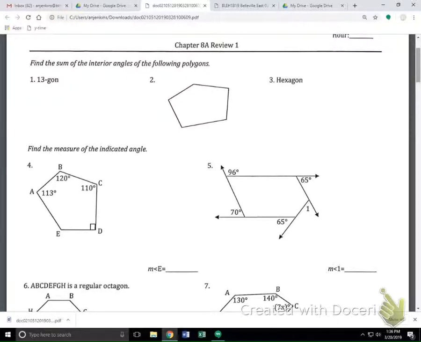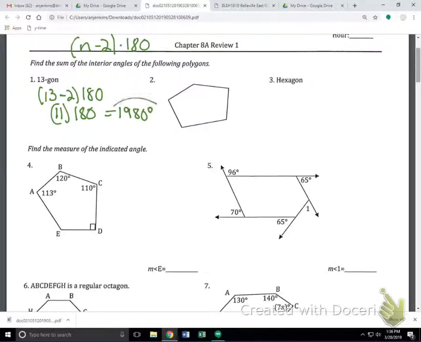We define the sum of the interior of a polygon. What formula do we use for that? We do n minus 2 times 180. So then we do 13 minus 2 times 180. So what is 11 times 180? 1,980. And then we put degrees on that.